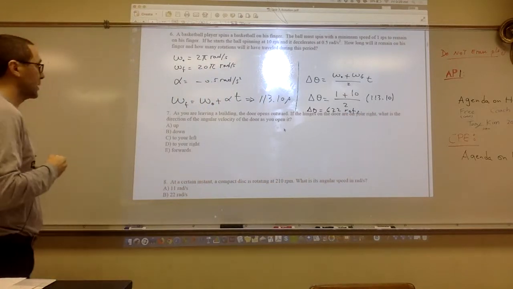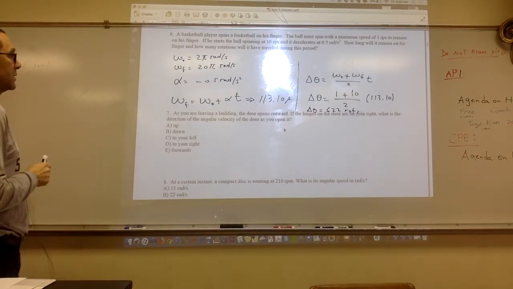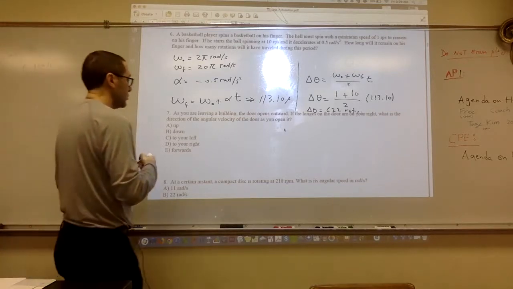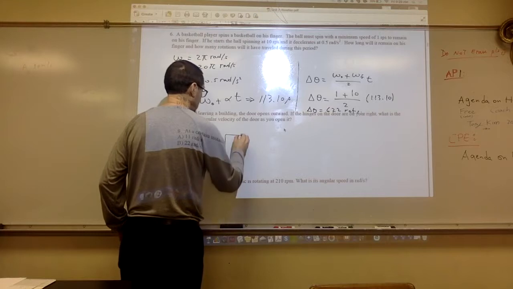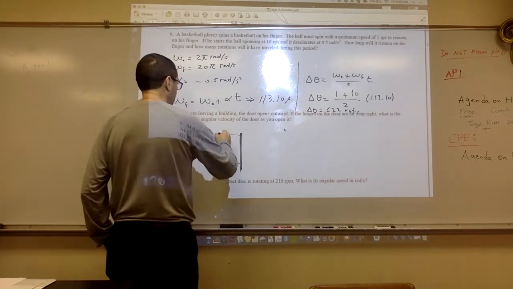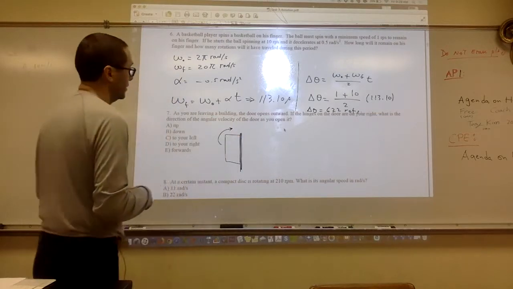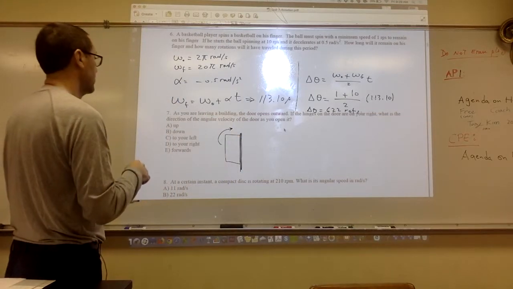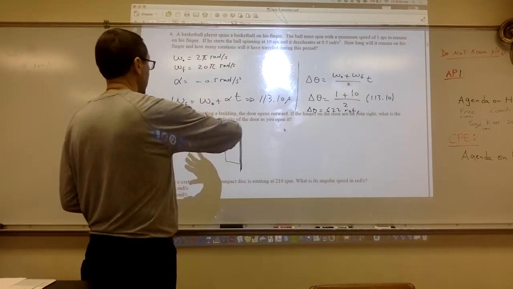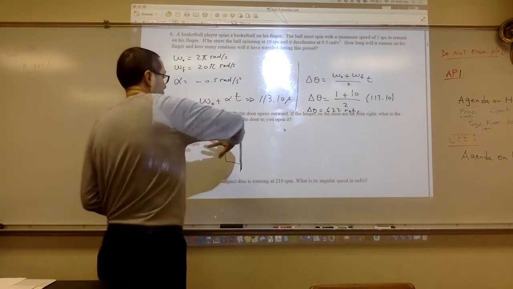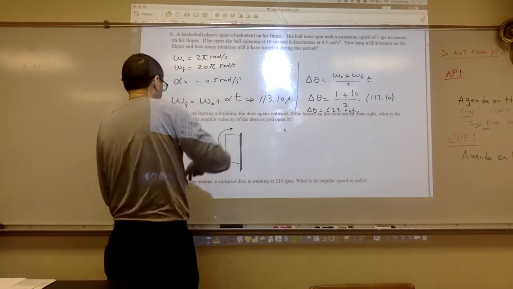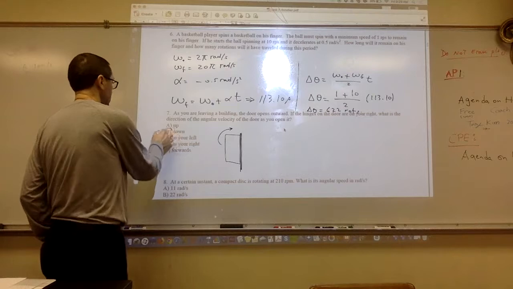Number 7, as you are leaving a building, the door opens outward. If the hinges on the door are on your right, so basically, this is the door, the hinges are here, okay? And it's going to open out like that. So if it opens out like that, we're trying to find the angular velocity. So you put your 4 fingers in the direction of rotation, your thumb will be in the direction of the velocity. So this has to be down.